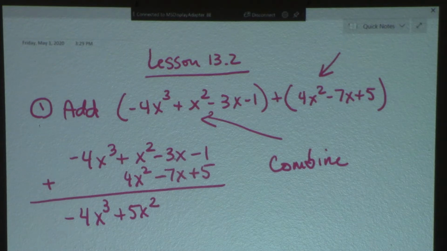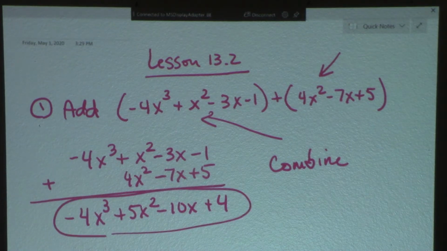And then I have negative 3x and negative 7x. When they're both negative, what do I do? I add. So I have minus 10x, and then 5 and negative 1, I subtract, and I take the sign of the larger number, which is positive. So I have 4 there, and that's my answer. So I just combine like terms. Okay, let's do another one.